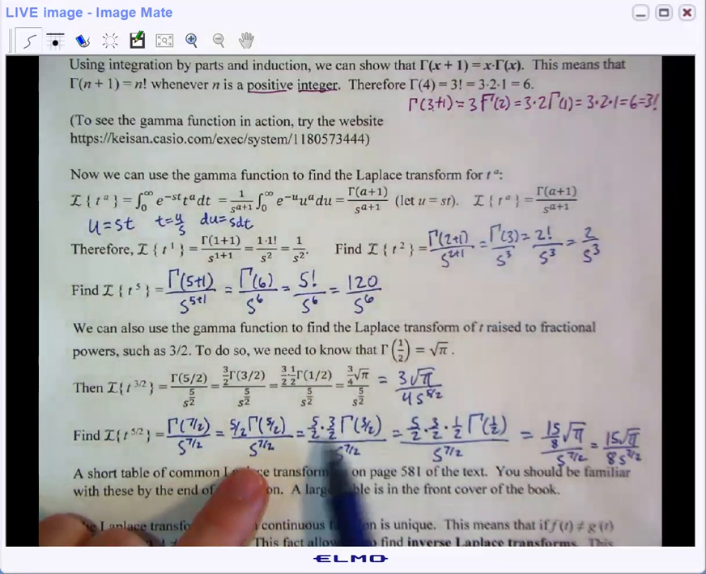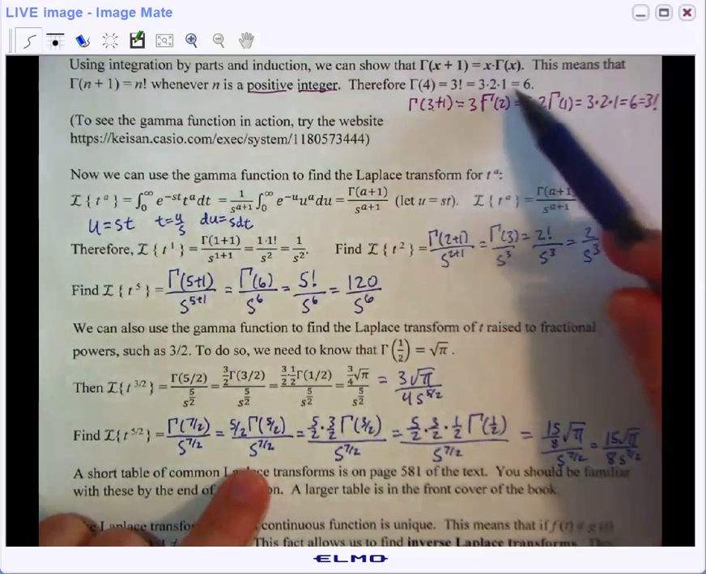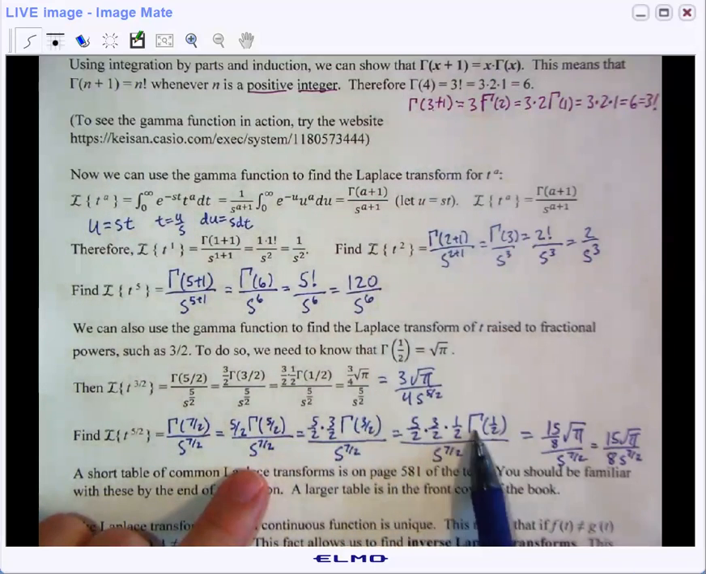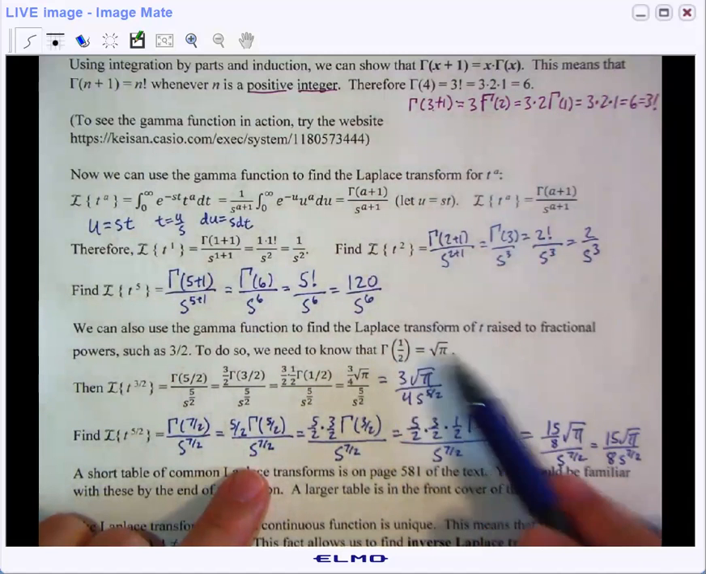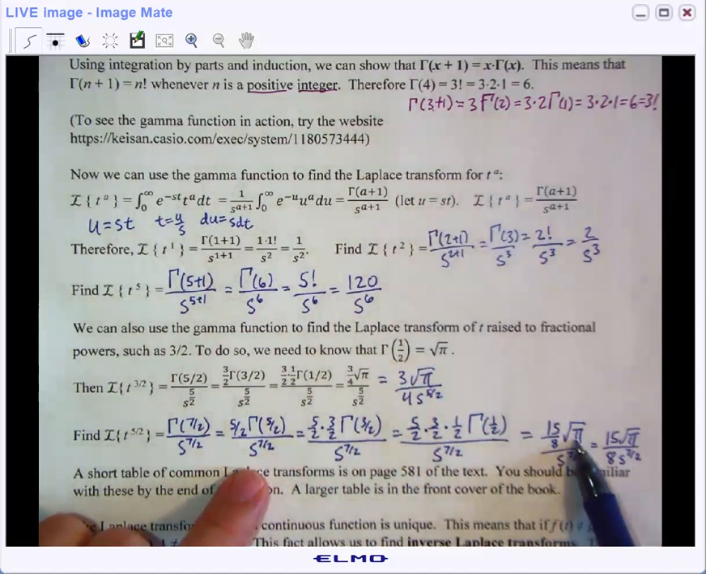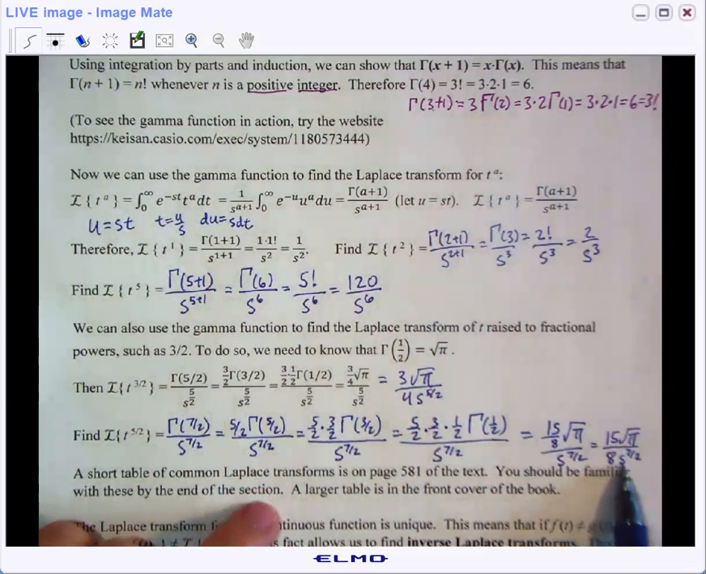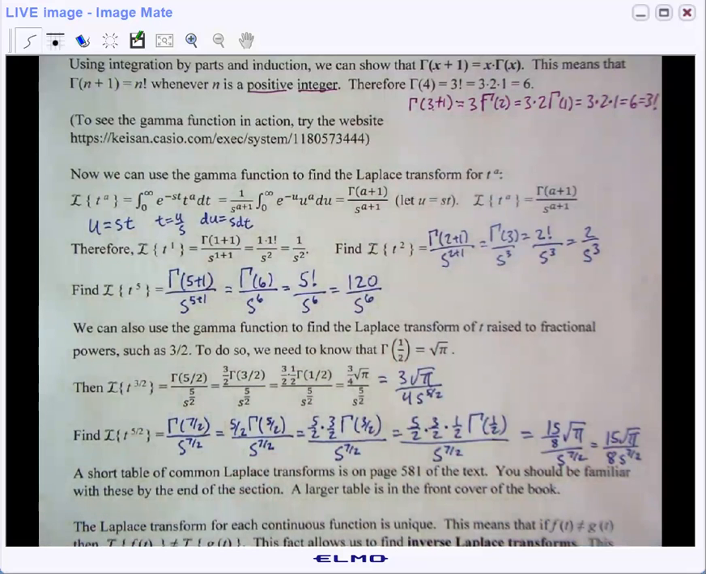And we whittle him down kind of like we did up here with the factorial. But we don't end up with gamma of 1. We end up with gamma of 1/2, which is the square root of pi. So it should turn out to be 15 square roots of pi over the quantity 8 times s to the 7 halves. Okay. Now, these Laplace transforms get used quite a bit.